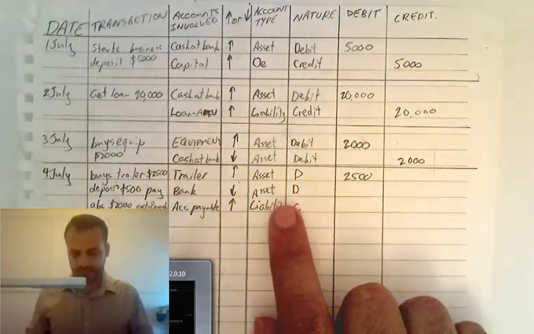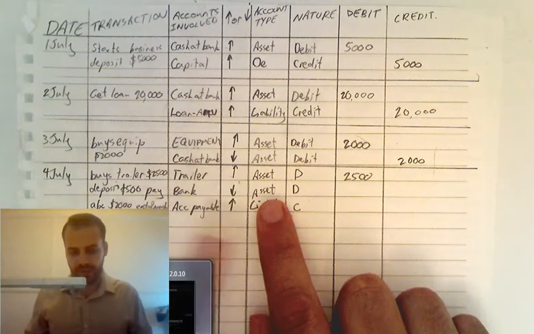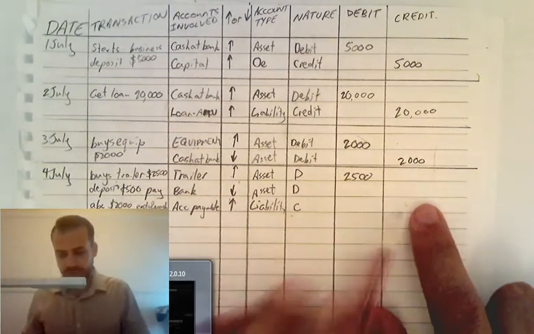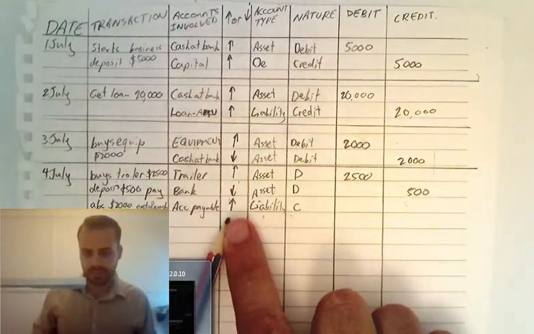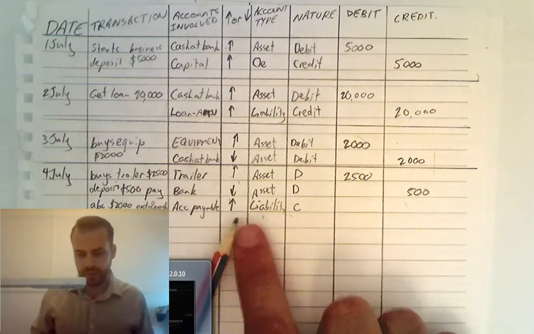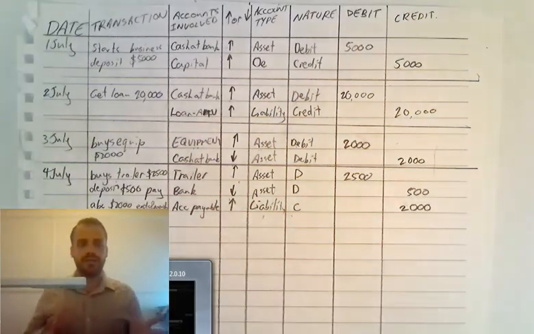Our asset, we deposited $500 from the bank, so the asset's gone down. So that's going to be a credit. We're going to credit our bank account $500. And accounts payable, it's a liability going up. A liability going up or a credit going up. So we have to credit it. We have to credit $2,000. Okay, that's it. I said I'd get done in 10, that's 11.